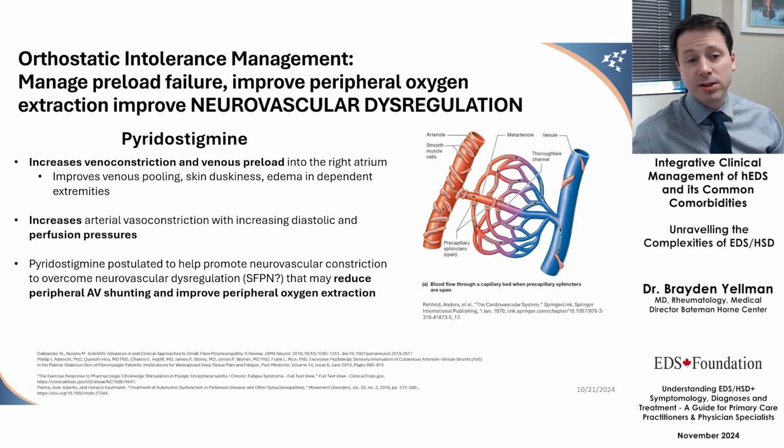You also get some increased arterial vasoconstriction with increasing diastolic and perfusion pressures. Pyridostigmine is also postulated to help promote neurovascular constriction to overcome the dysregulation, perhaps due to small fiber polyneuropathy, that reduces peripheral AV shunting and improves peripheral oxygen extraction. In other words, if capillaries get cut off, using pyridostigmine seems to open them back up again, so you get exchange of oxygen and nutrients and removal of metabolic waste products.